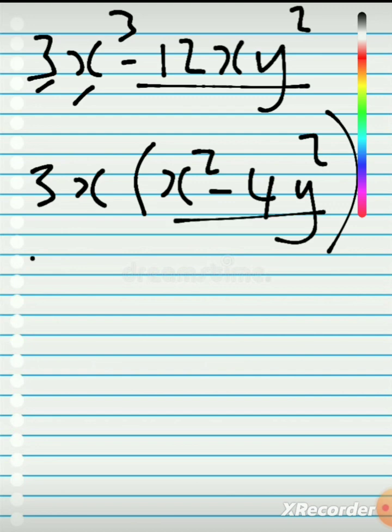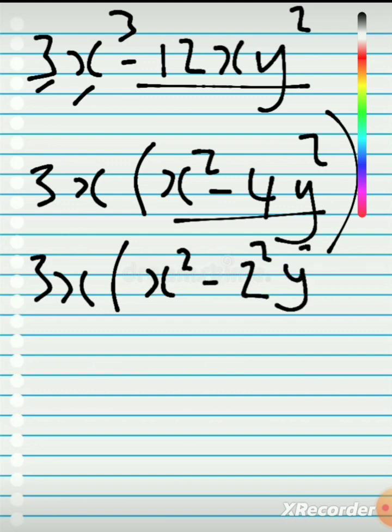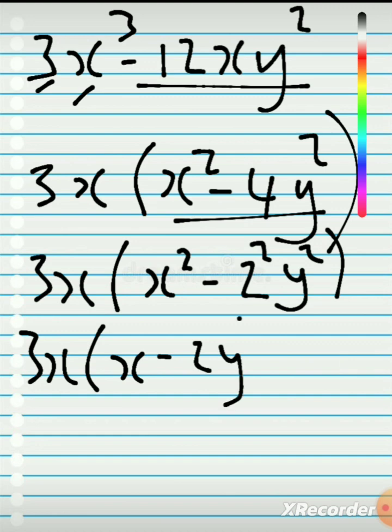Here we have a difference of two squares because we have x squared and 4 can be written as 2 to the power 2, y to the power 2. Okay, so it's going to be 3x, x minus 2y, x plus 2y.